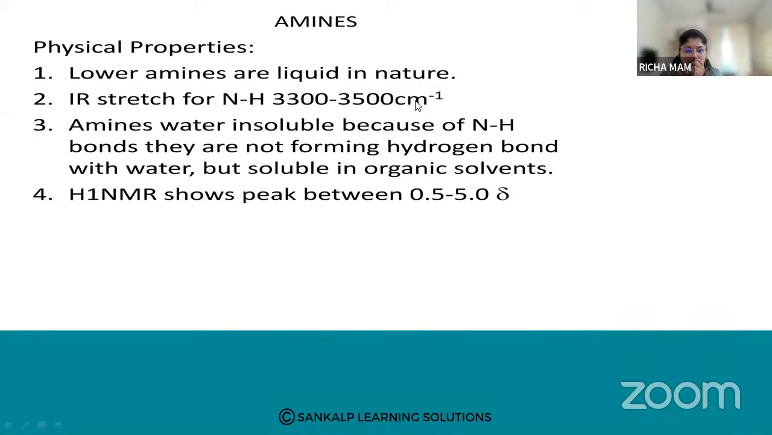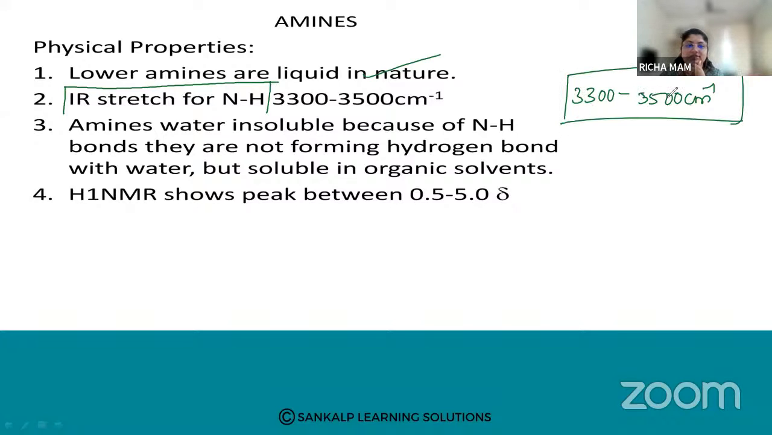Okay, fine. Now next are your physical properties. The lower amines, which means those having less molecular weight, are liquid in nature. So remember that. And its IR stretch, that is the infrared absorption of N-H, falls in the range of 3300 to 3500 per centimeter.